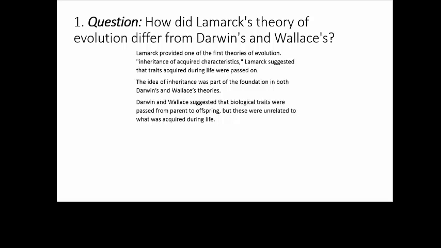Darwin and Wallace suggested that biological traits were passed from parent to offspring, but these were unrelated to what was acquired during life. In both cases, these scientists were well ahead of their times. They were incorporating the concept of inheritance before studies of inheritance and genetics had begun.